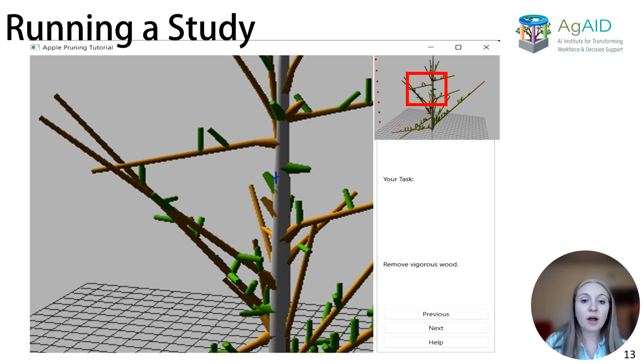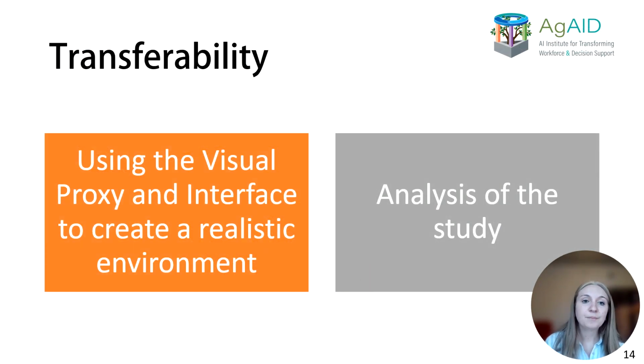This is just an example of what it would look like inside the interface. This is an example of that LPI tree, kind of how they would see it. If that is what the visual proxy looked like, that's what they would see. Now, our transferability aspect, of course, is the big question that we're trying to answer here. So using the visual proxy and the interface, our goal is to create as realistic an environment as possible.